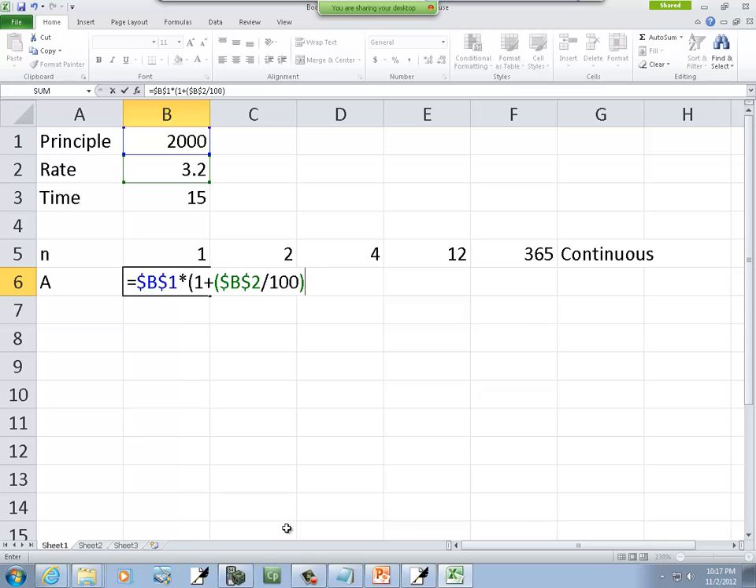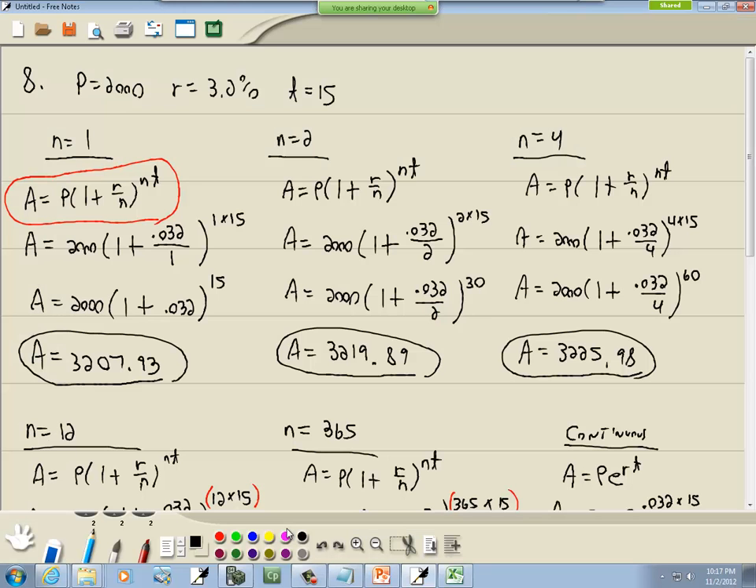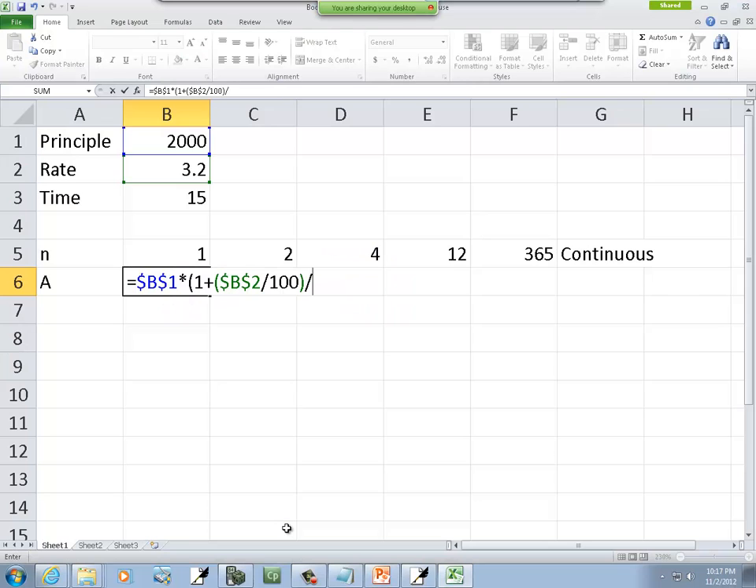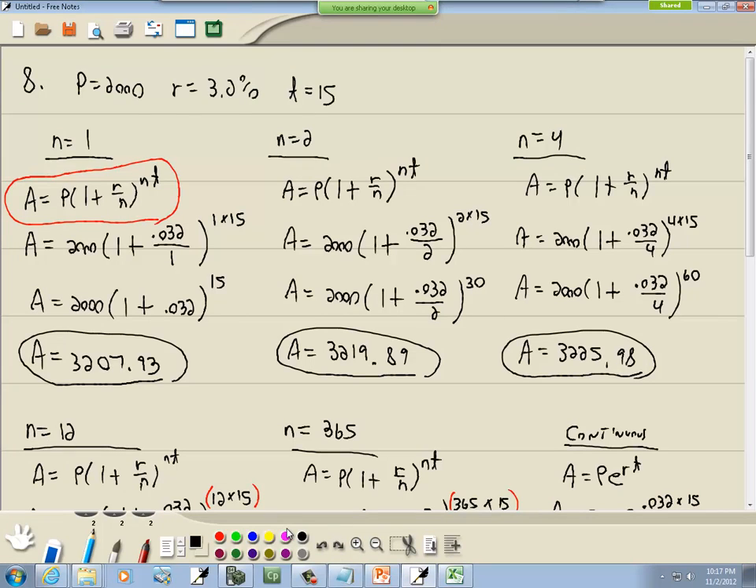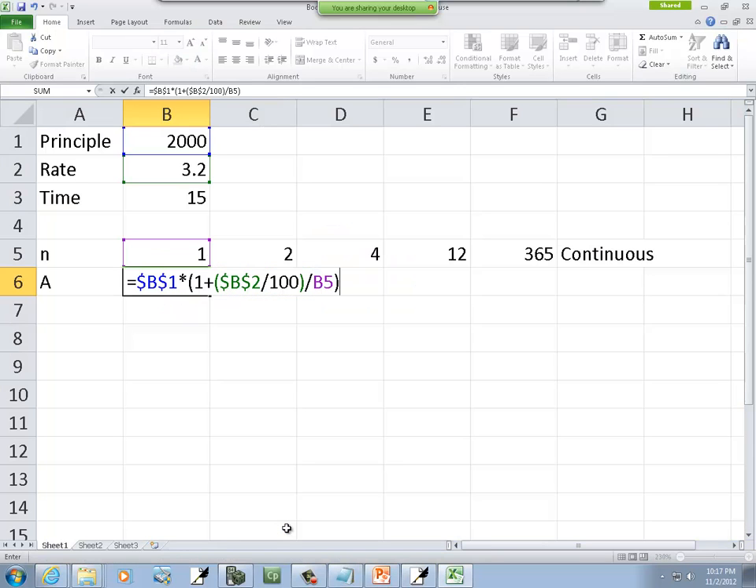Then close parentheses. And then we'd have divide by n. Now n is in B5. So I just type B5. Now notice I don't put the dollar signs on that. That's not absolute referencing there. And then after the n we'll have a closing parentheses. And then we'll do a caret for our power. And then we'll put a beginning parentheses, and we want n, which is B5. Again, I don't put absolute referencing there. Times t, so to the nt power. So times, and t is B3. So I do $B$3. Close parentheses, and enter.